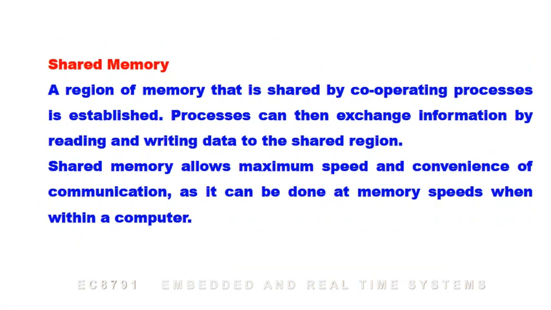Shared memory. A region of memory that is shared by cooperating processes is established. Processes can then exchange information by reading and writing data to the shared region. Shared memory allows maximum speed and convenience of communication, as it can be done at memory speeds when within a computer.